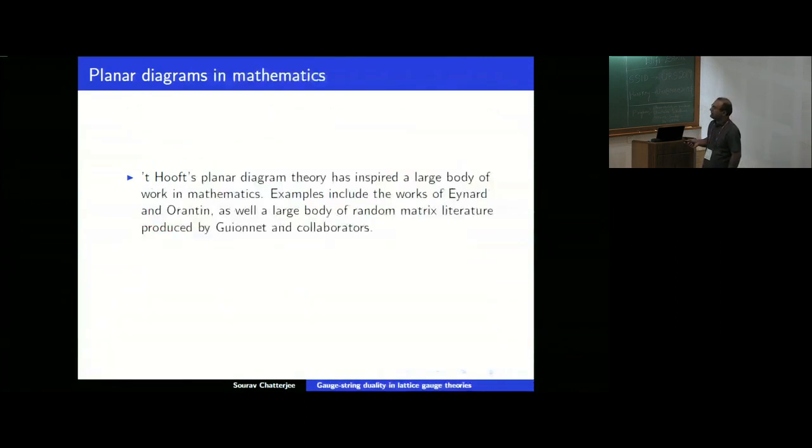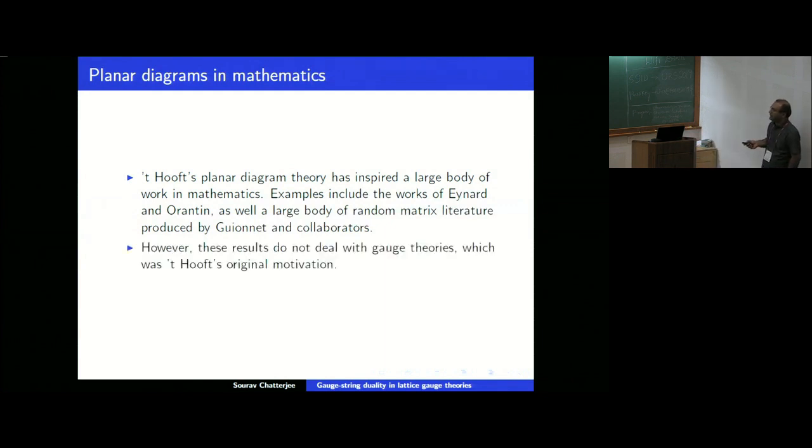Now, there is a long history of planar diagrams in mathematics also. There is a large body of random matrix literature by Alice Guionnet and co-authors in probability, and there are other works in other areas. So it has inspired a lot of things in math, so I'll not go into all that. However, originally, physicists wanted to understand gauge theories, and I don't know of a mathematical work which deals with the planar diagrams from gauge theory, so I haven't seen any papers on that.